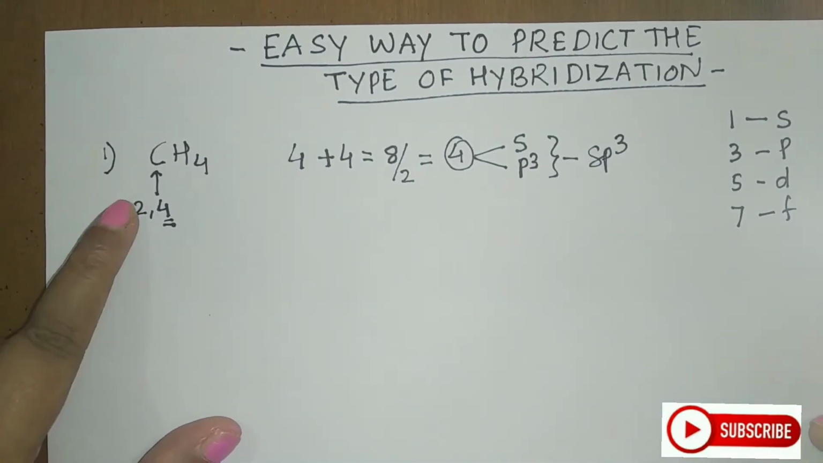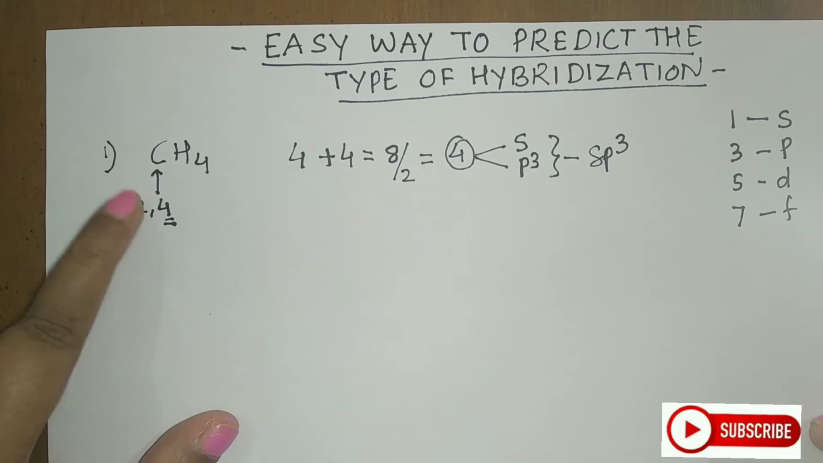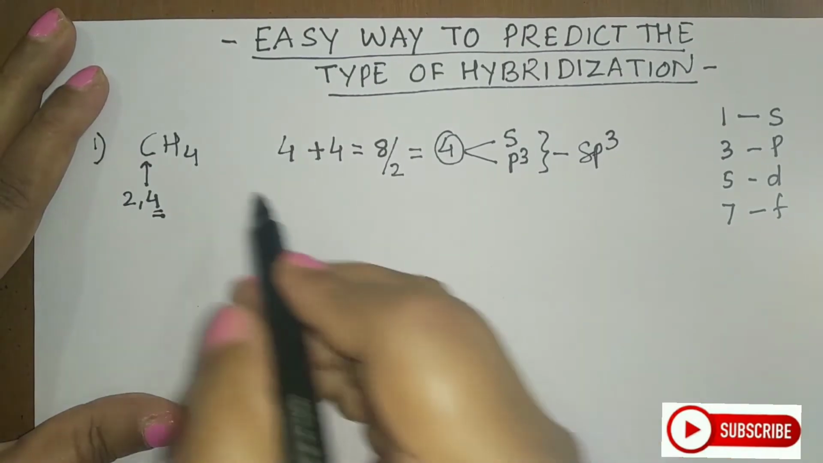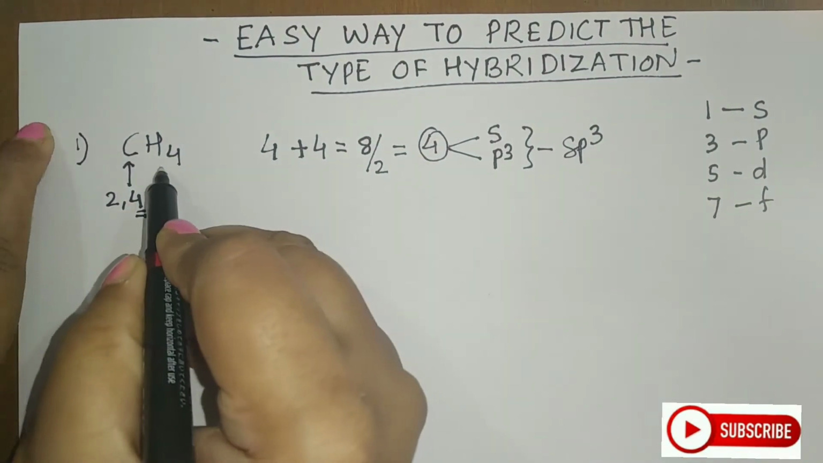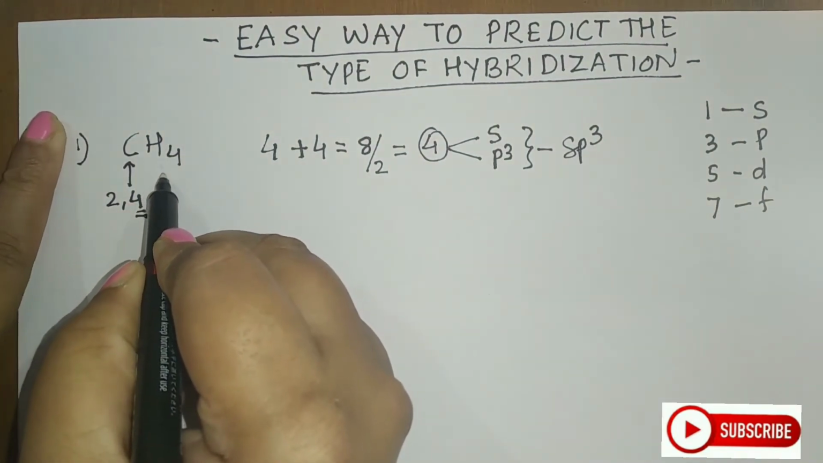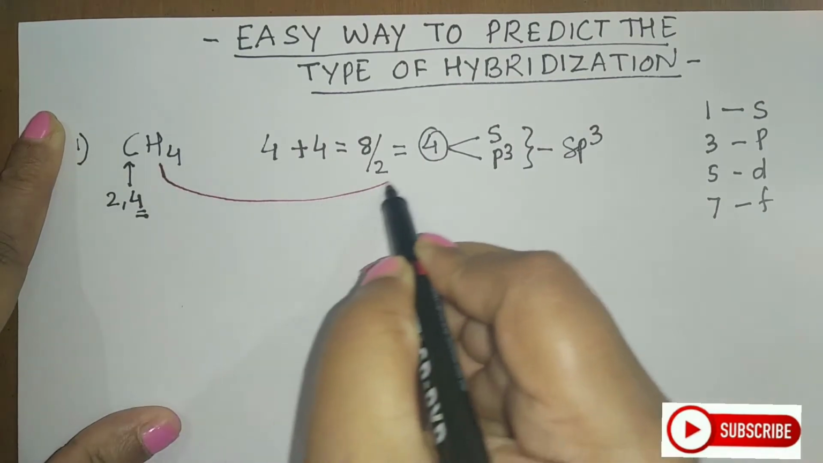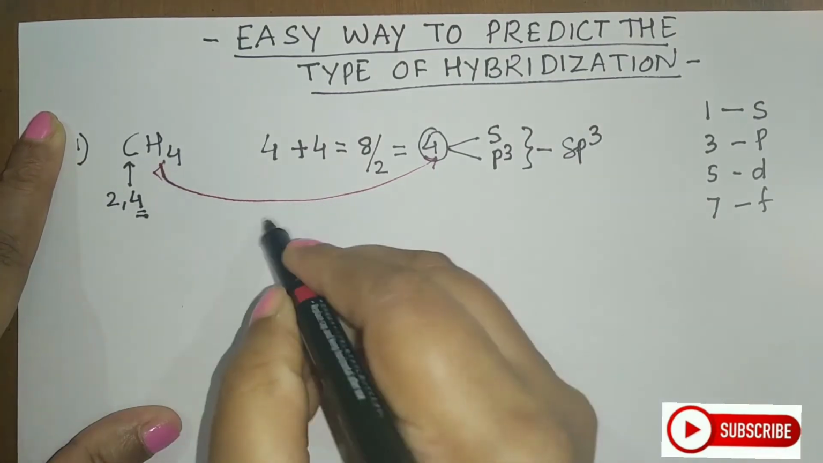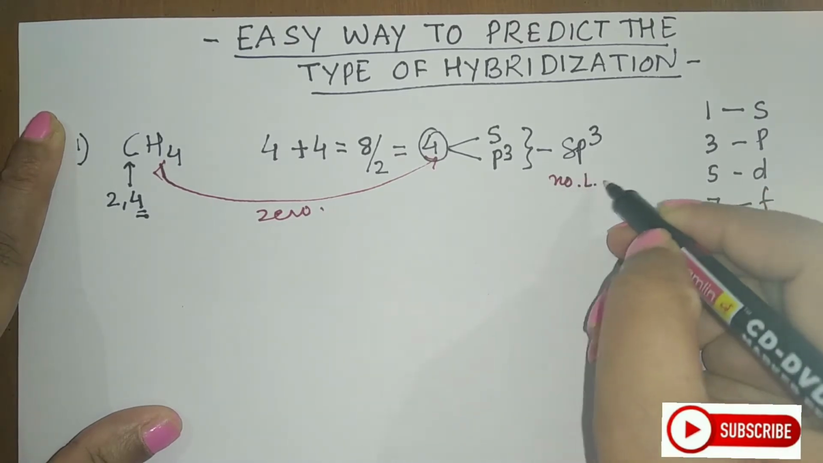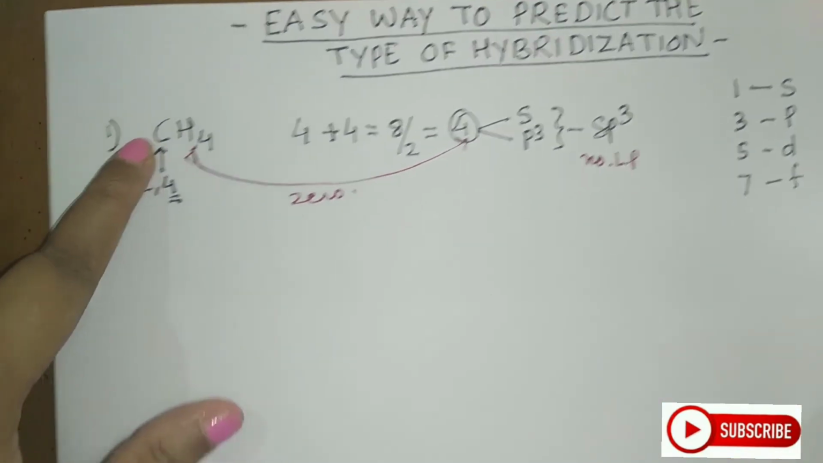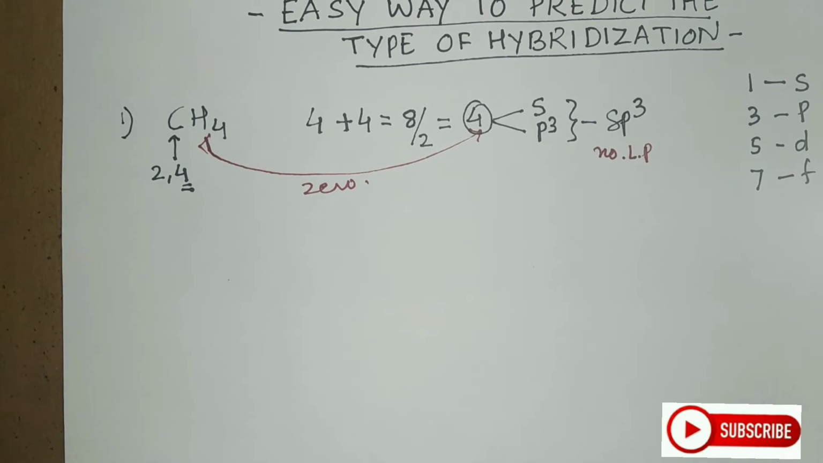Now let us check whether there are any lone pairs present on this carbon. For that you have to find the difference between the number you got here and the number of attached atoms. So if you see, the difference here is 0. So there is no lone pair on carbon in methane. Let us try for the next molecule.